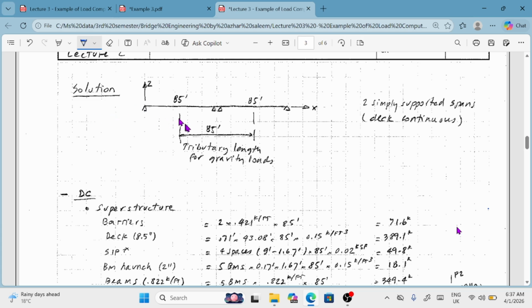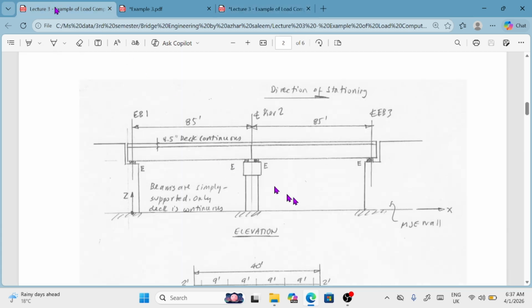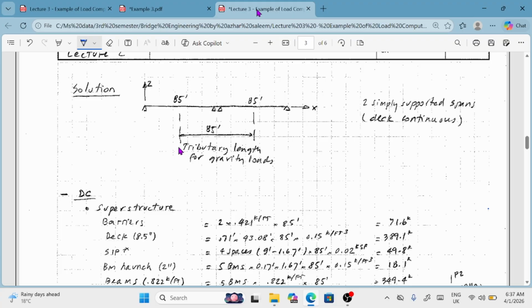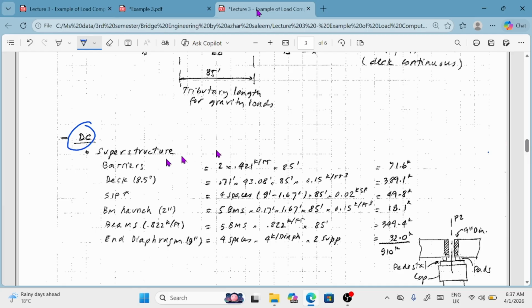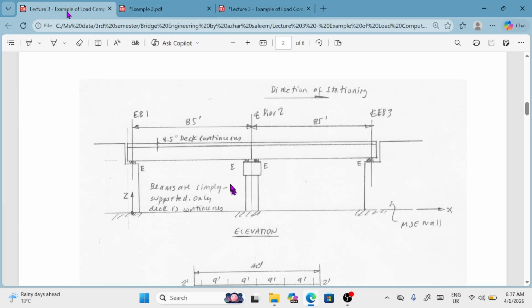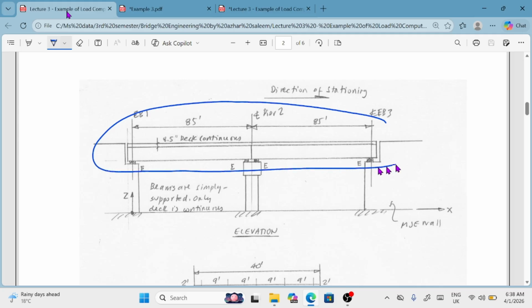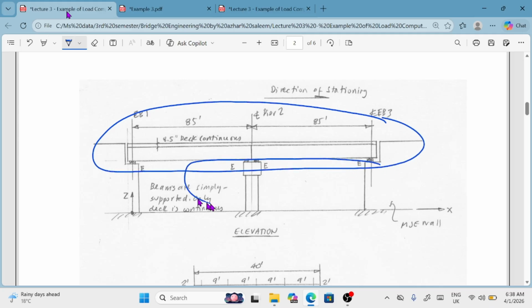Now we have to solve this whole problem, and we have to compute all the loads in this. So first of all, we have to compute dead load of components. In dead load of components, we have superstructure first of all. This is a column. This will be superstructure and this will be substructure.